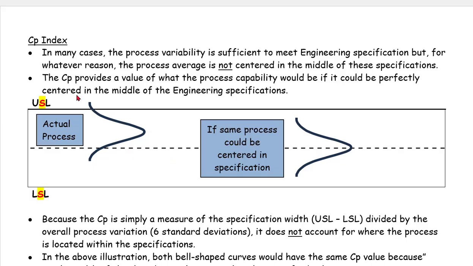So let's say our process is here. Now, if we look at the width of our variation with regard to engineering specifications, things look good. But because we're running here, we have some problems with our capability. What the CP effectively does is it pretends, it doesn't really change it, but it pretends that the process is actually perfectly centered. This distance is still the same as this distance, but we artificially moved it to the center to say, you know what, if we could fix the average, how capable would our process be?